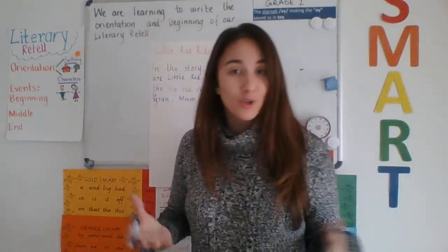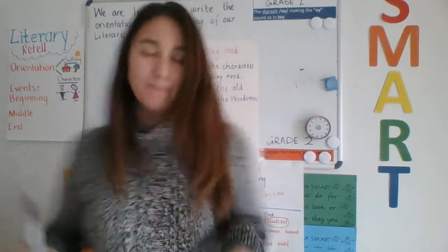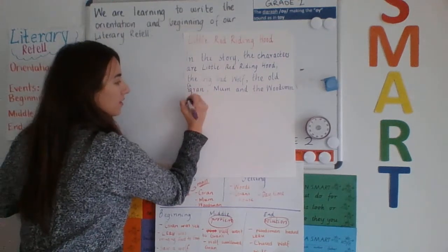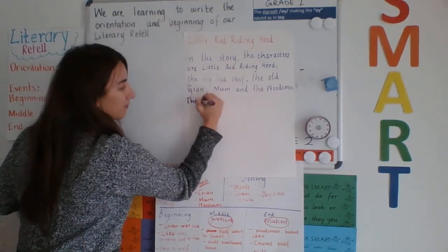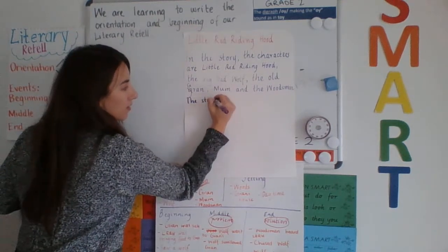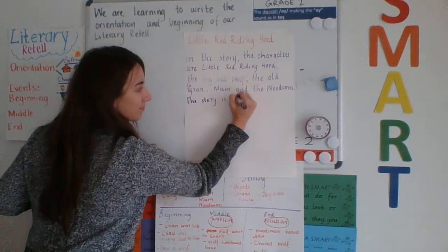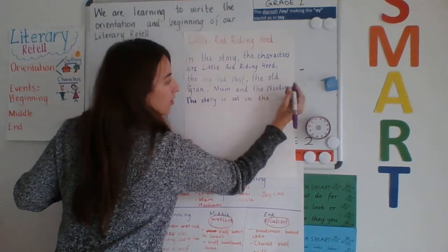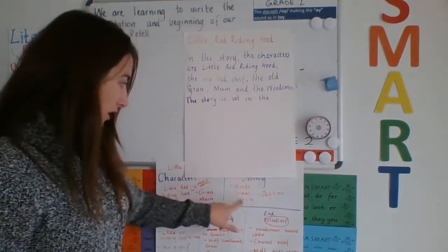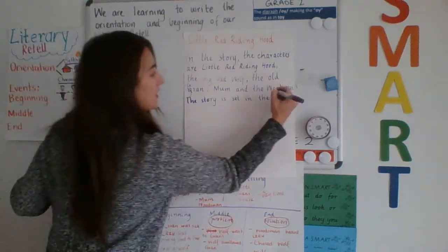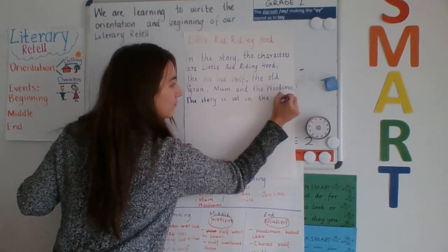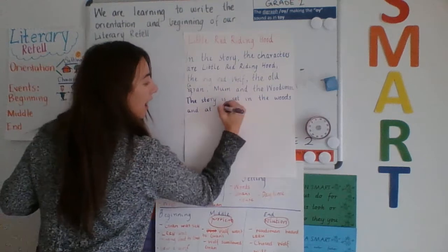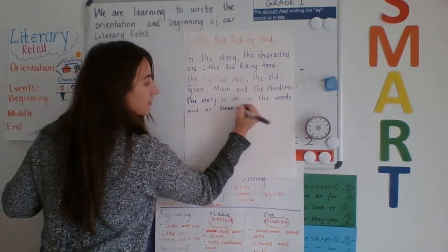It's now time to move on to the setting in the orientation, okay? So I would start that sentence with, the story is set in. Let's have a look at our plan and make sure I'm including all the information I need. Okay, the story is set in the woods and at Gran's house.